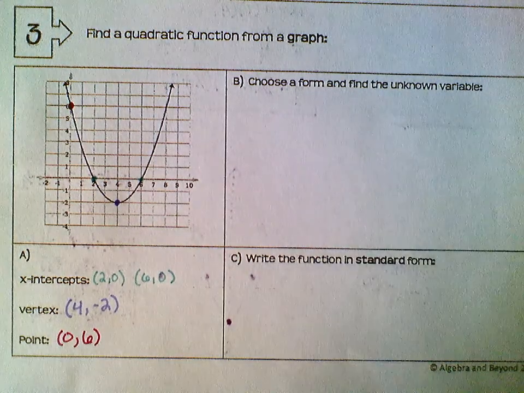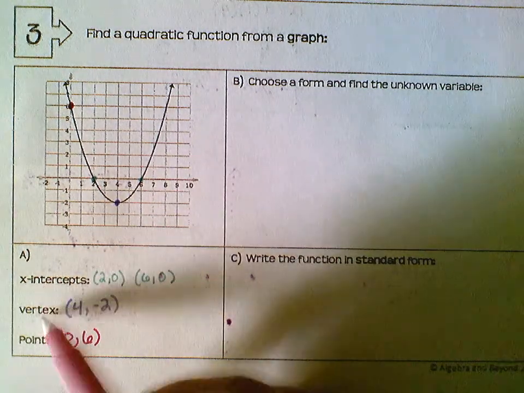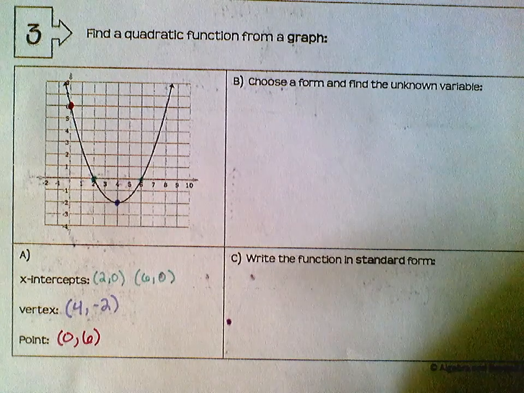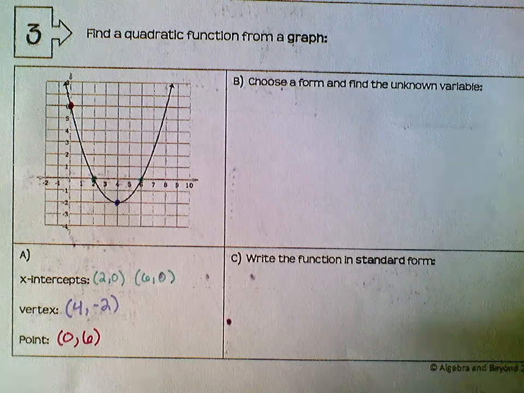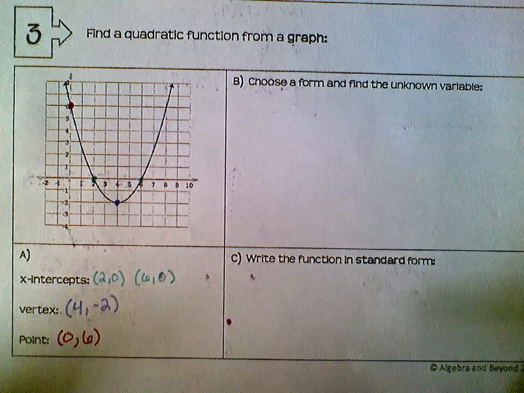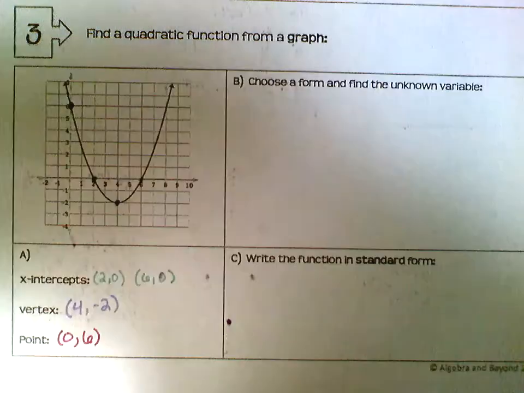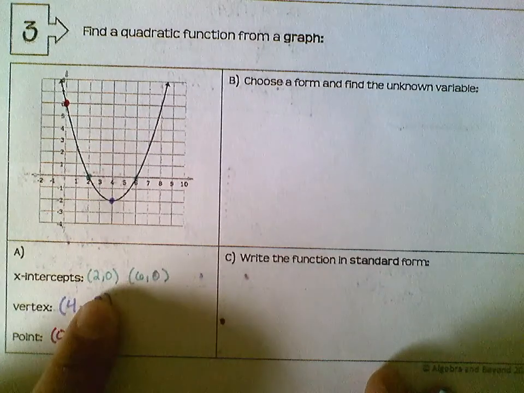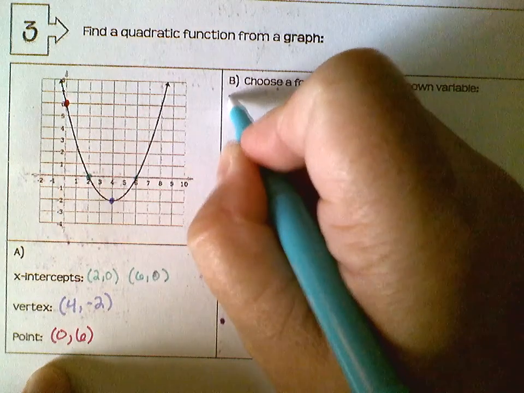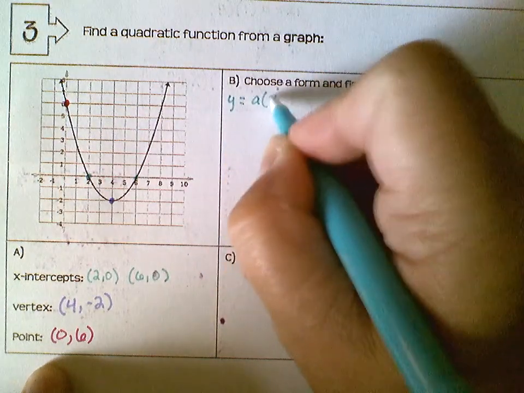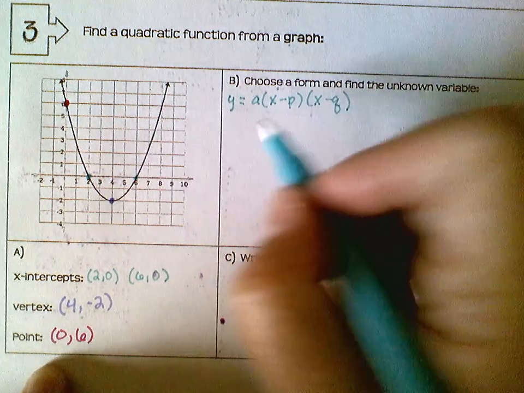All right, so we have a choice. We have our x-intercepts and we have our vertex. So for this one, we could choose both or either. I am actually going to do both just to show you. So if I start with the intercept form, because that's the first thing on my list, and I'm going to use this point. So that means I have y equals a times x minus p times x minus q.